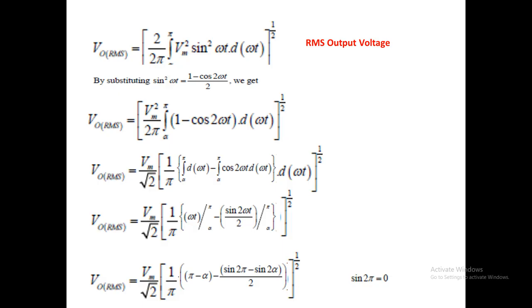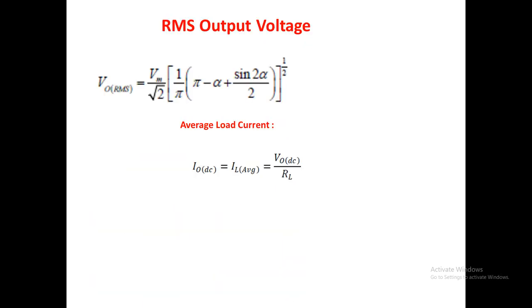So all the sin pi terms, sin 2 pi, 3 pi, are 0, so we can neglect those, and after that we will get pi minus alpha plus sin 2 alpha by 2. This we will get as the output RMS voltage: Vm by root 2 into 1 by pi, pi minus alpha plus sin 2 alpha by 2, to the power of 1 by 2.